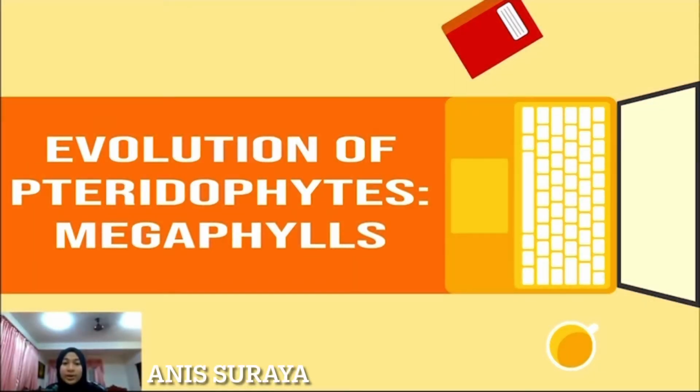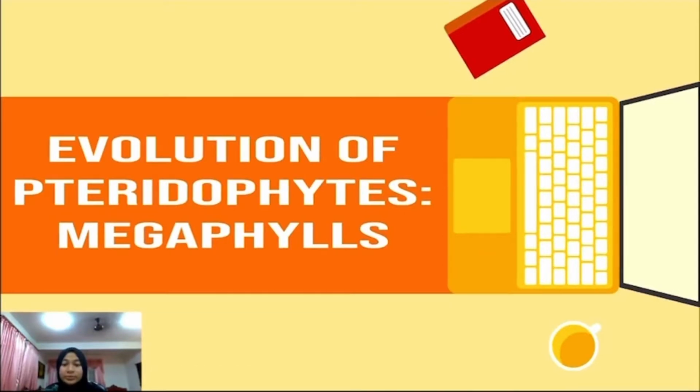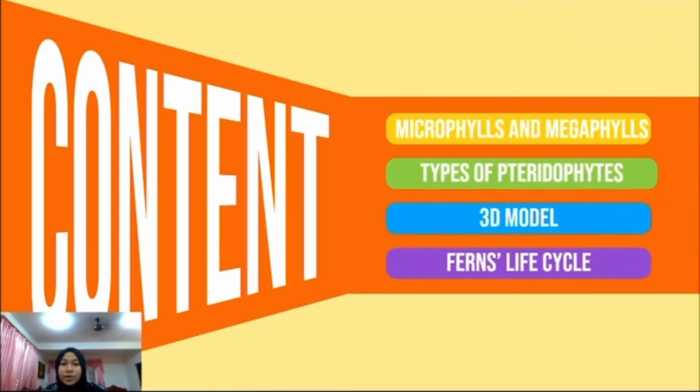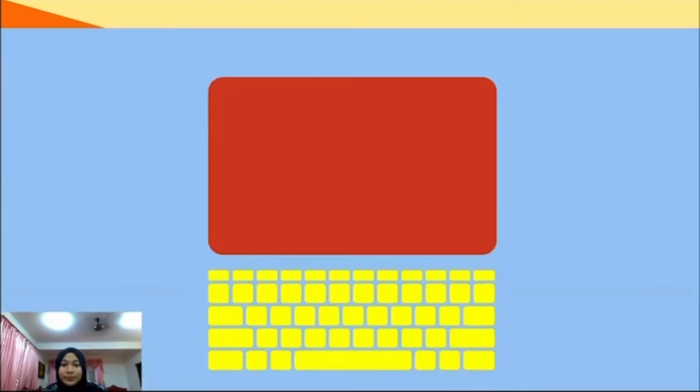My name is Anisraya. Today my group and I will explain the evolution of pteridophyte. This is the content that will be included in this topic, which are compare and contrast of microphyll and megaphyll, type of pteridophyte, 3D model, and fern's life cycle.